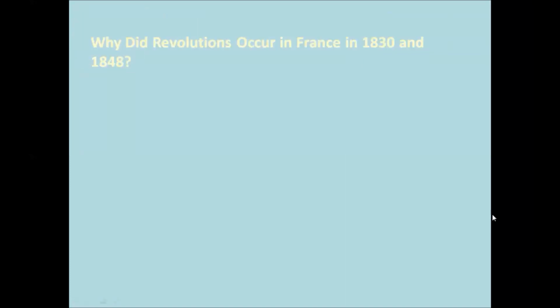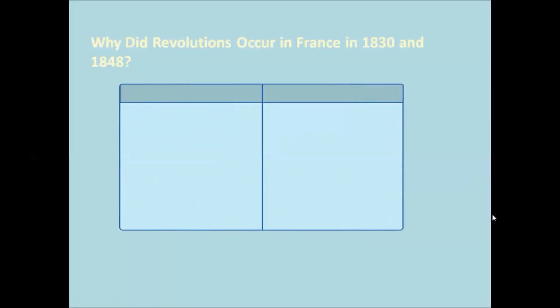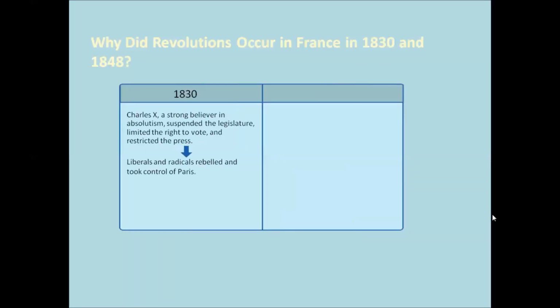So why did the revolutions occur in France in 1830 and 1848? Well, here's the main chart for you. Charles X was a strong believer in absolutism, and no one likes that. So he suspended the legislature, limited the vote, and restricted the press, did all those things that people hate. And so the liberals and the radical socialists rebelled and took to the streets in Paris. The moderate liberals are going to put in place a constitutional monarchy and choose Louis Philippe as king.